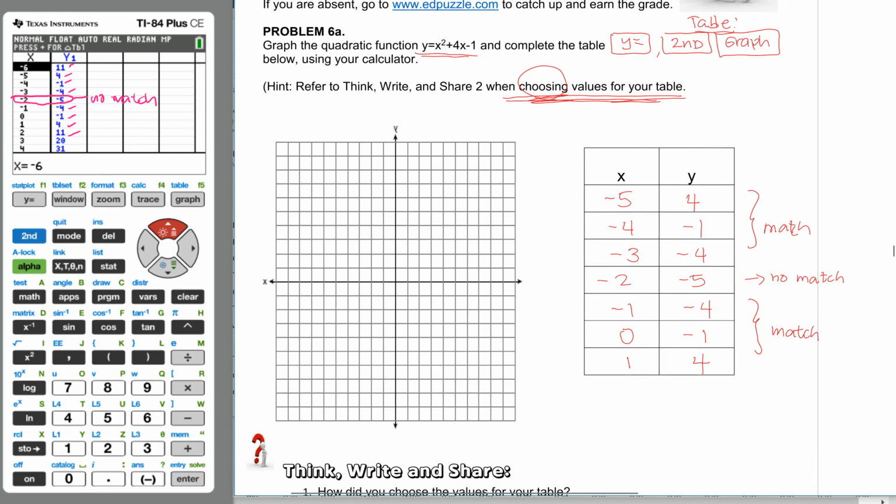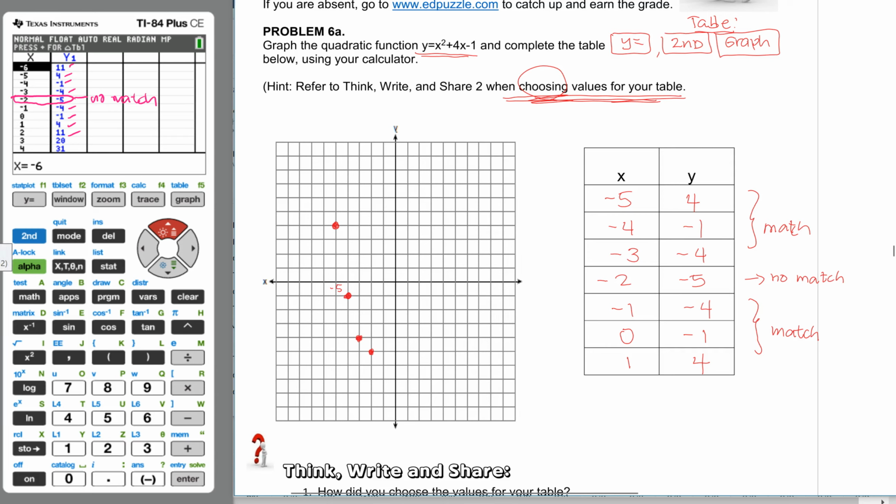So we have -5, 4. You have 1, 2, 3, 4, 5, then 4. So this is my -5, 4. Then -4, -1. So you have 1, 2, 3, 4, and -1 is down. So this is the second point. And we have -3, -4, so 1, 2, 3, and 4 down. Okay, -2, -5. So going left 1, 2, and 5 down.